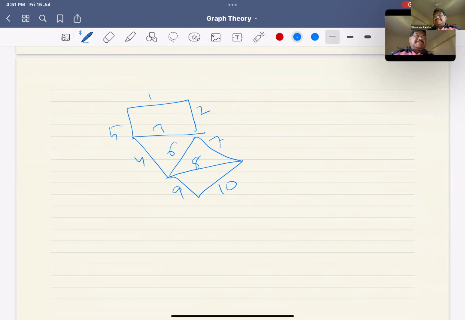So these are the distinct costs: 1, 2, 3 up to 10. 10 edges are there, 10 costs are there. Suppose I start over here. Which edge will I select? Edge of cost 1. So this will be selected. After that, which edge will be selected? Edge of cost 2. After that, 3 will be selected. After that, 4 will be selected. Then when you go to 5, both the endpoints are in S.